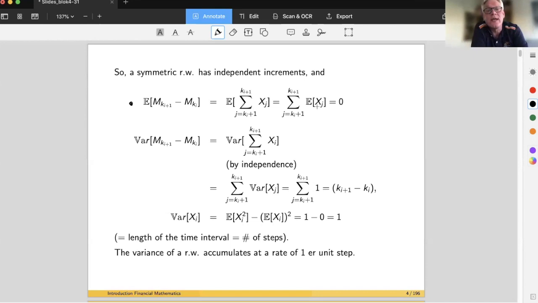And we know that the expected value of each X_j is equal to 0, because we have a probability 1/2 that a 1 is generated, plus a probability of 1/2 that a -1 is generated. It's a discrete random variable. So in total, each of them is equal to 0, and then also the sum is equal to 0.